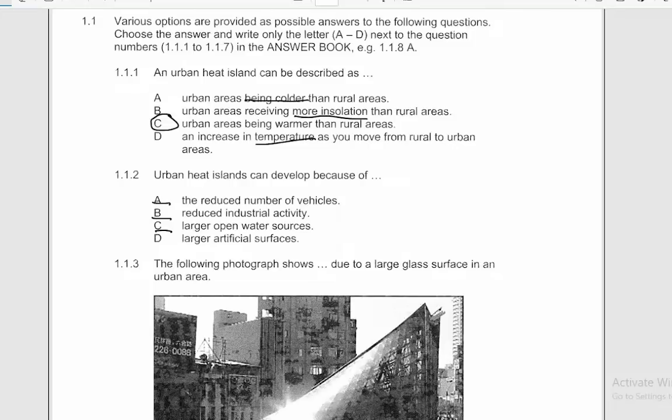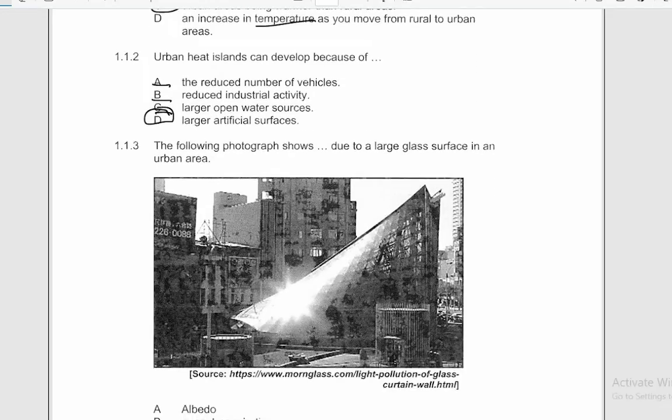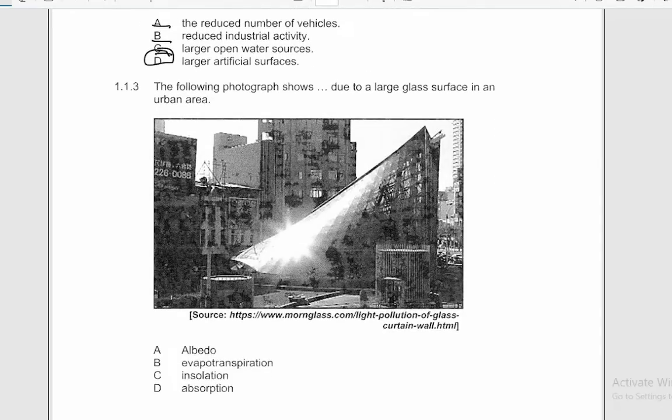So the correct response is D for that question, which is larger artificial surfaces in the urban area. We have more artificial surfaces. Artificial, we are saying those ones are man-made, not the natural features. So the artificial surfaces are the ones responsible for the absorption of heat and contributing towards the rise in average urban area temperatures. Then we move on to the next question.